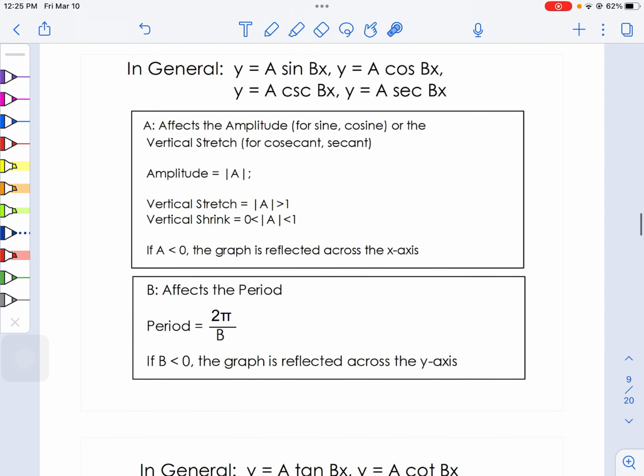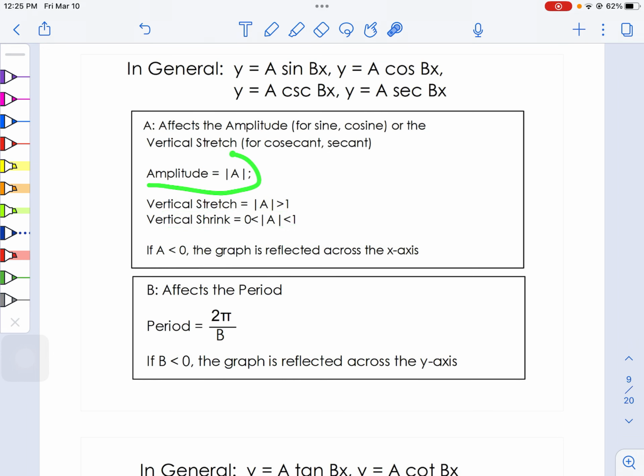So in general, if you're looking at sine or cosine or cosecant and secant, A affects the amplitude for sine and cosine. And it is technically a vertical stretch for all of them, or a vertical shrink. It's a vertical stretch when A is greater than 1. It's a vertical shrink when A is between 0 and 1, so a fraction.